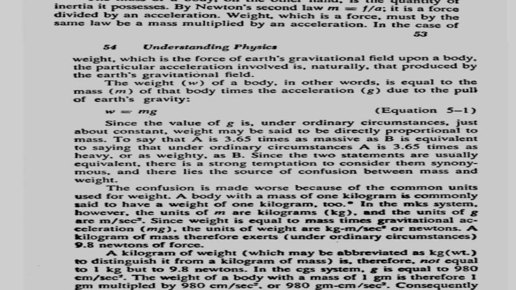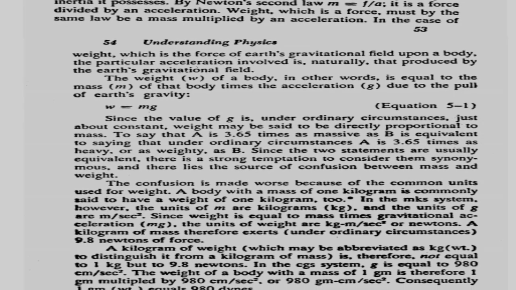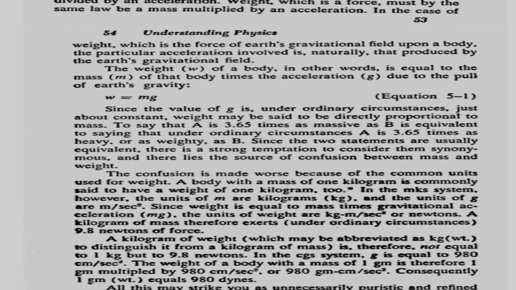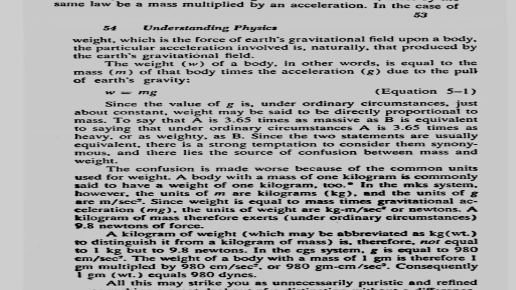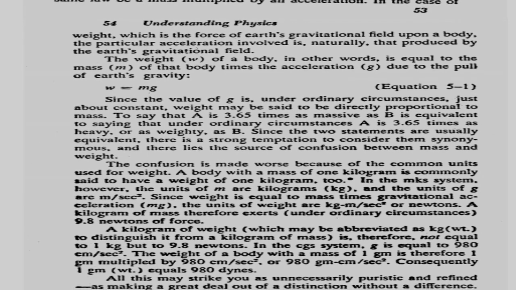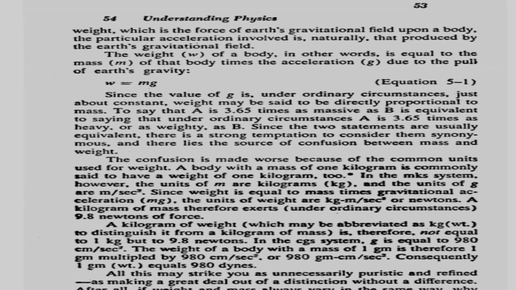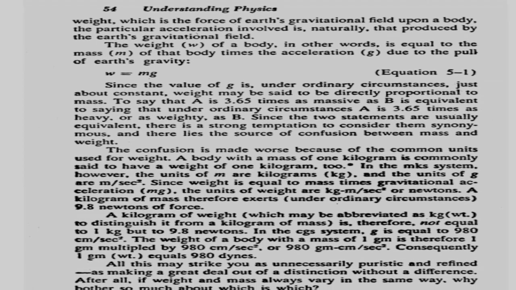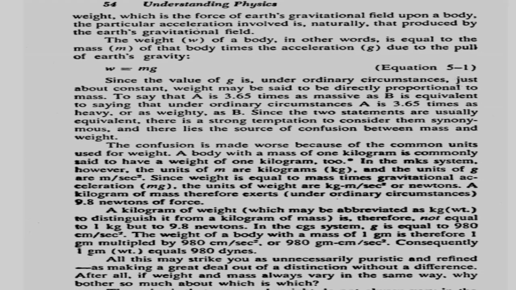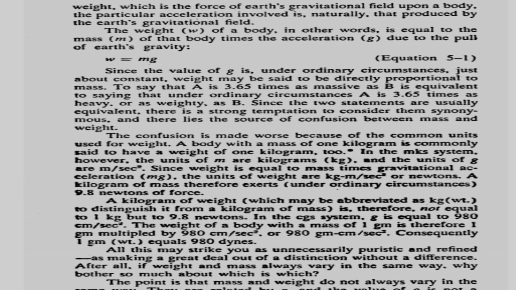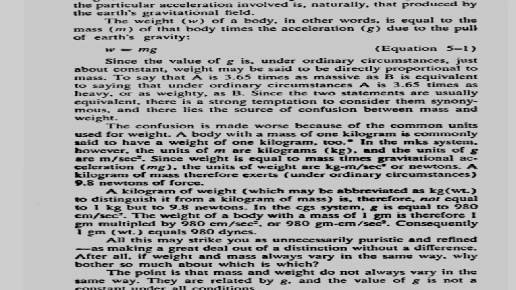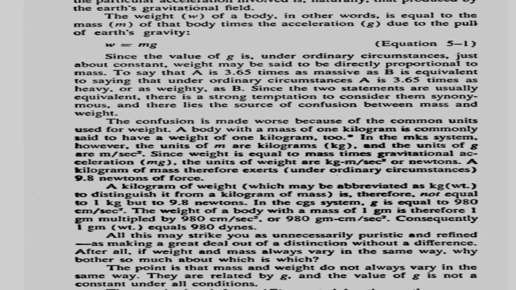Equation 5-1. Since the value of g is, under ordinary circumstances, just about constant, weight may be said to be directly proportional to mass. To say that A is 3.65 times as massive as B is equivalent to saying that, under ordinary circumstances, A is 3.65 times as heavy or as weighty as B. Since the two statements are usually equivalent, there is a strong temptation to consider them synonymous, and there lies the source of confusion between mass and weight.